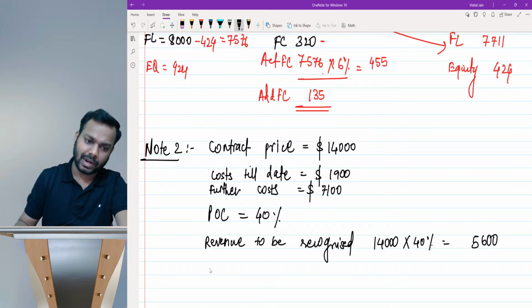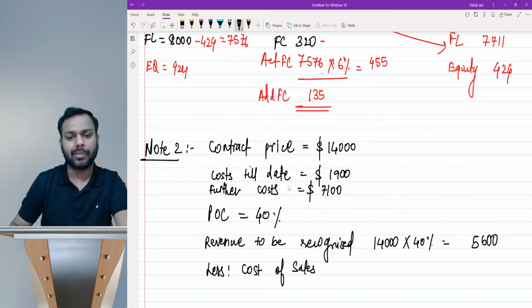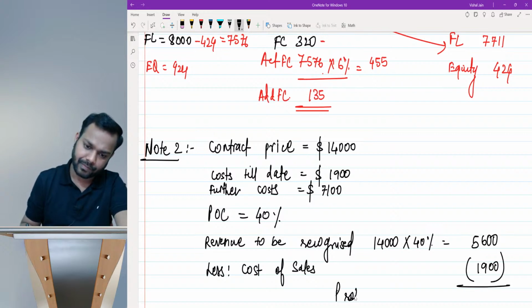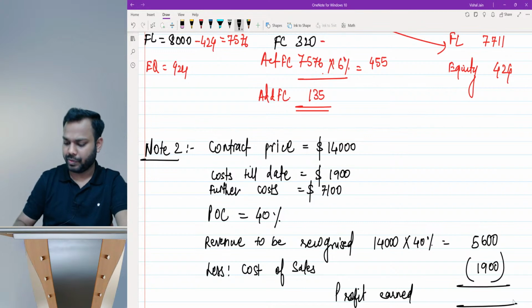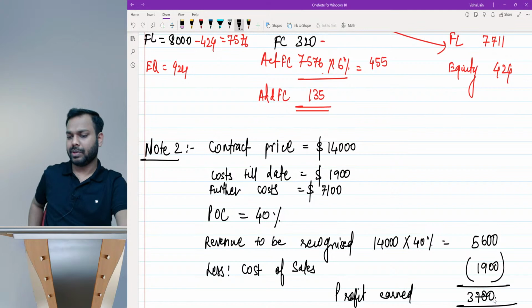5,600. Right now, what is the cost of sales? Cost of sales is how much? 1,900, right? So what is the profit earned till date from this contract? That is 5,600 minus 1,900, which is 3,700. Is it clear, guys?